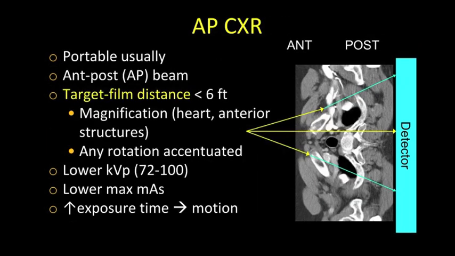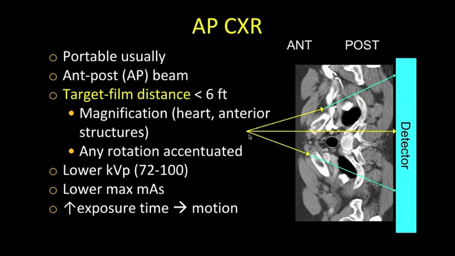So let's take a look at the AP chest X-ray, which is usually obtained portably because patients can't stand erect. The X-ray passes from the anterior part of the chest to the posterior part of the chest, which is placed against the detector. The target film distance is usually less than 6 feet, and therefore there's greater magnification.